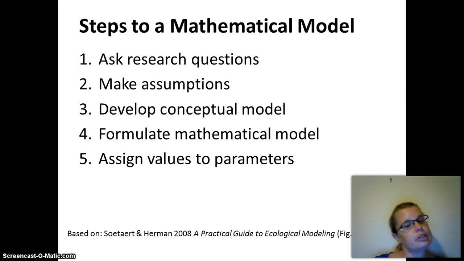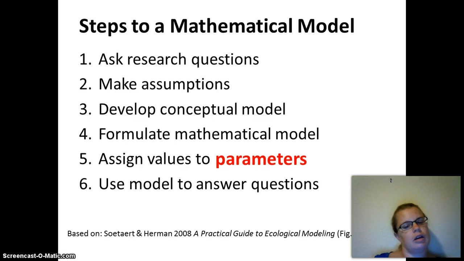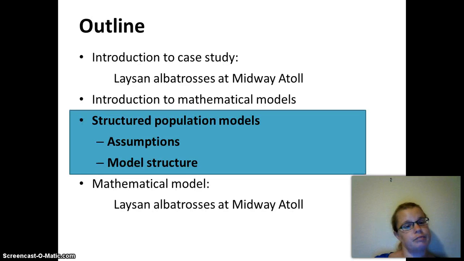You have to assign values to your parameters. So what are parameters? They're basically those constants that you see in equations. So for instance, for logistic growth, both r and K are parameters. So they're values that are used in the mathematical model that the modeler decides on when they run the model. And then finally, we can use the model to actually answer our research questions.